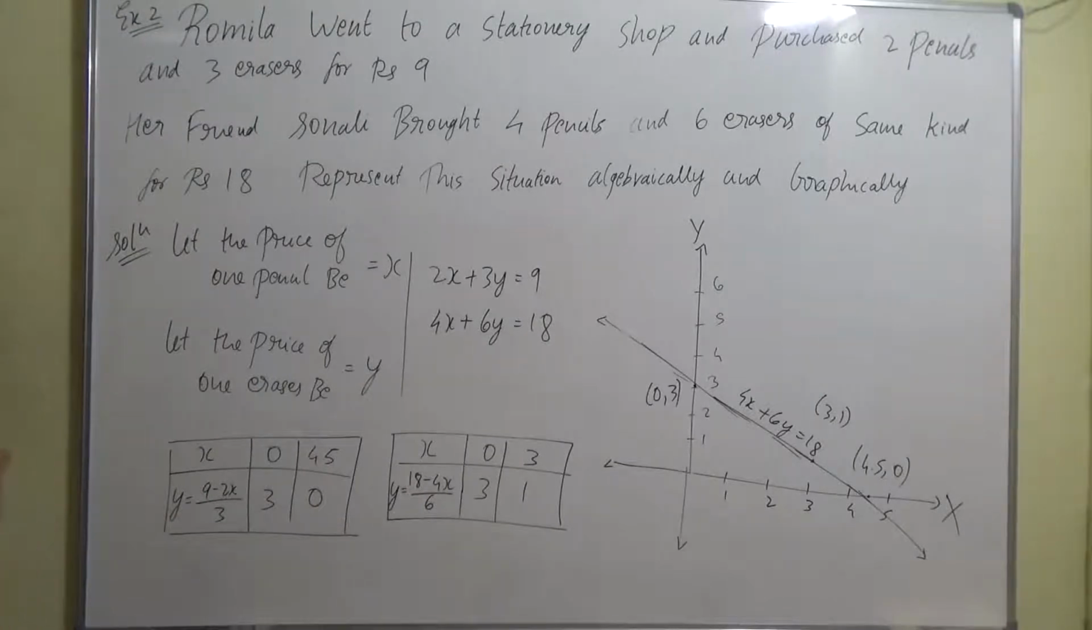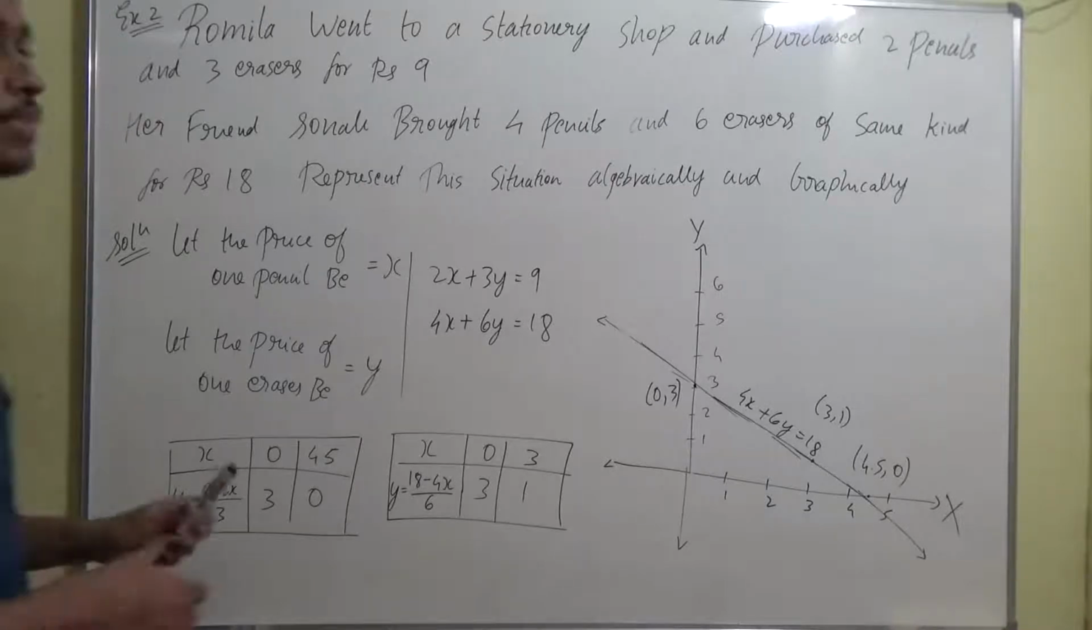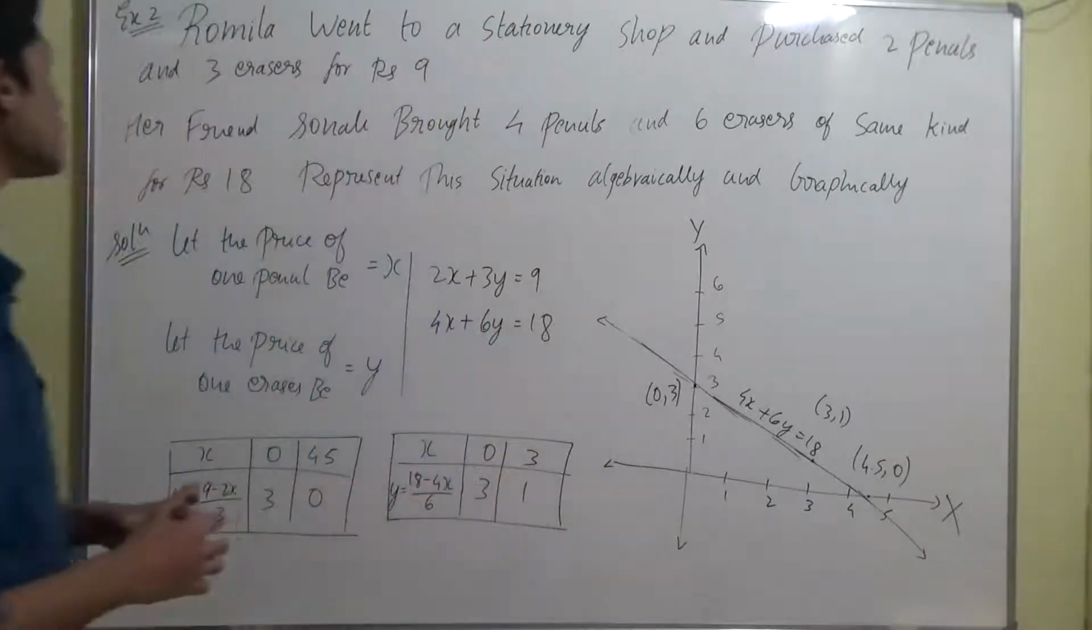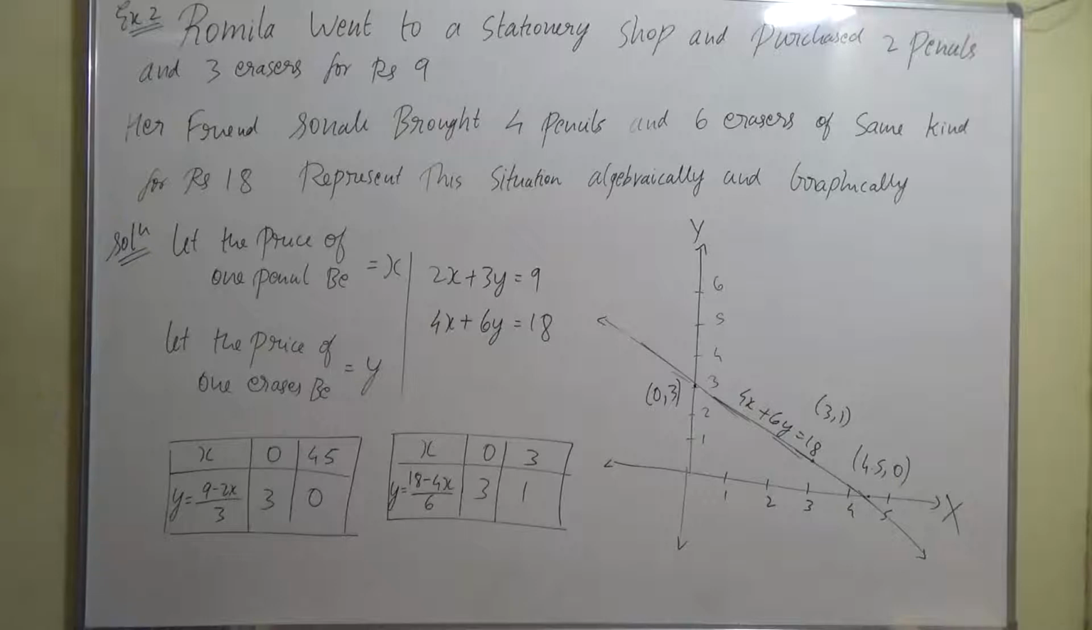Okay, done. Now let's read the question. The question says, Romila went to a stationery shop and purchased 2 pencils and 3 erasers for ₹9. Her friend Sonali bought 4 pencils and 6 erasers of the same kind for ₹18. Represent this situation graphically and algebraically.